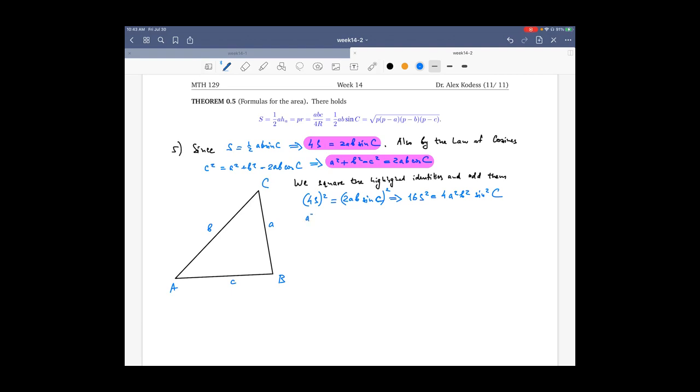And the second identity, a squared plus b squared minus c squared equals 2ab cosine c, squared, which of course is simply 4a squared b squared cosine squared c. Now we add them, namely this one and this one.